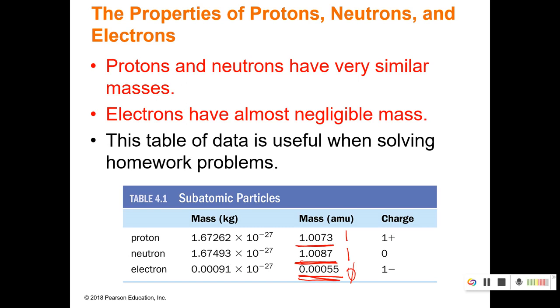Also, make sure you know their charges. You should know that from middle school. If you've forgotten, write them down. Protons are positive, neutrons are 0, electrons are negative.